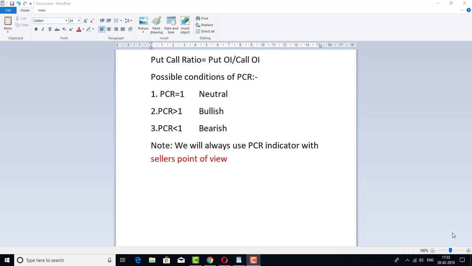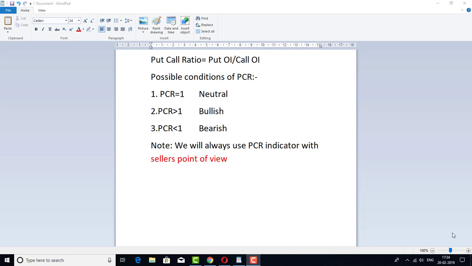The second condition is when the PCR is greater than 1. Whenever the PCR is greater than 1, the put OI is more than the call OI. By that we will consider that put sellers are more and call sellers are less. Okay, so put sellers having a bullish view and being more in number will create a bullish scenario in the market, and they will push the prices higher. So we will have a bullish interpretation. The market is going to be bullish according to PCR.